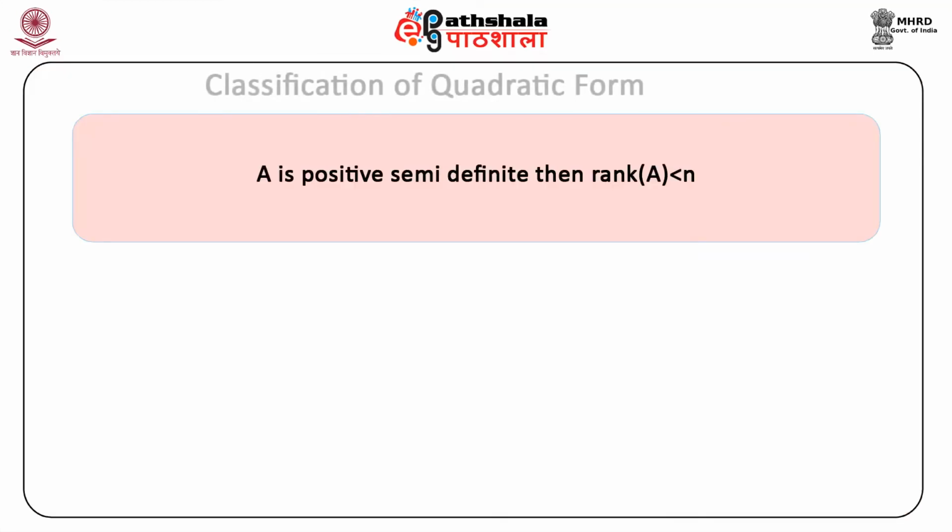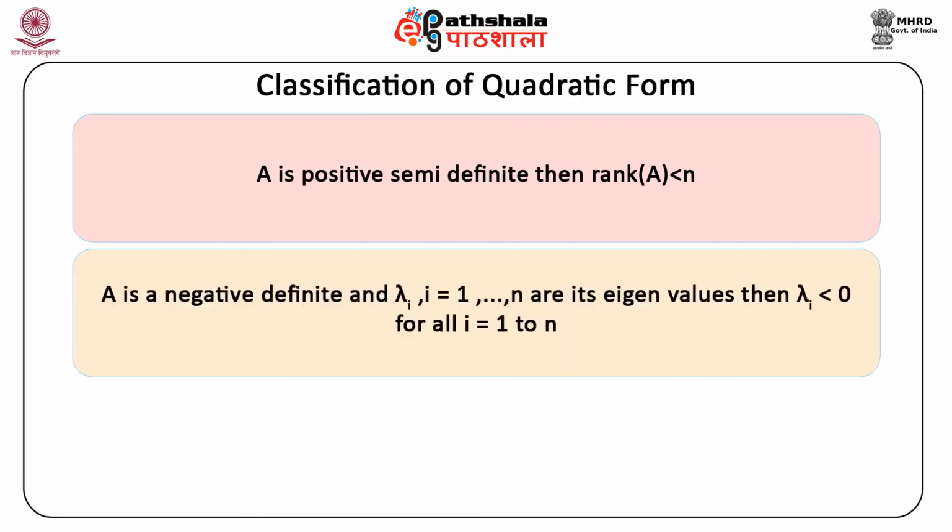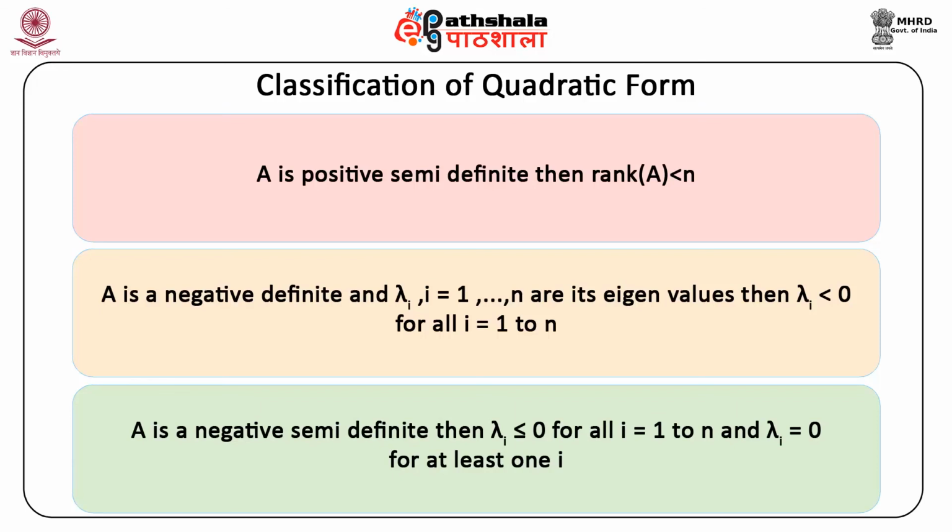If A is positive semi-definite, then rank is less than n. If A is negative definite and lambda i, where i is equal to 1 up to n, are its eigenvalues, then lambda i is less than 0 for all i equal to 1 to n. If A is negative semi-definite, then lambda i is less than or equal to 0 for all i equal to 1 to n, and lambda i equal to 0 for at least one i.